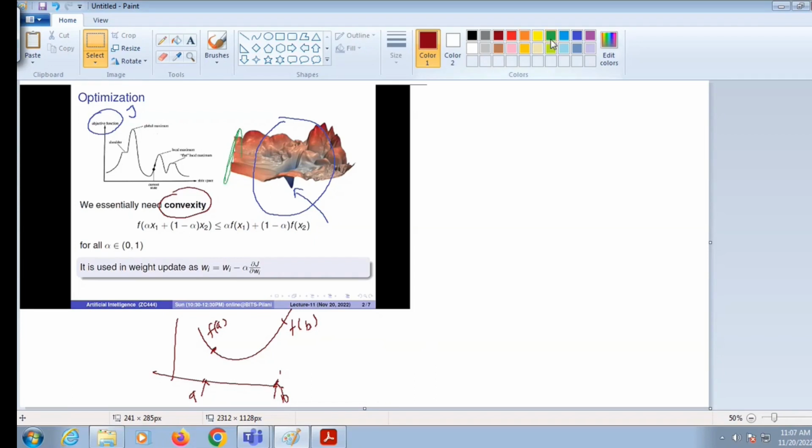Let's assume that I have a function and I'm going to find the value at point A and at point B. At point A, the value is F of A. At point B, the value is F of B. Can you give me any point in between? So I can say that this point is lambda times A plus 1 minus lambda times B, where lambda belongs to 0 and 1.